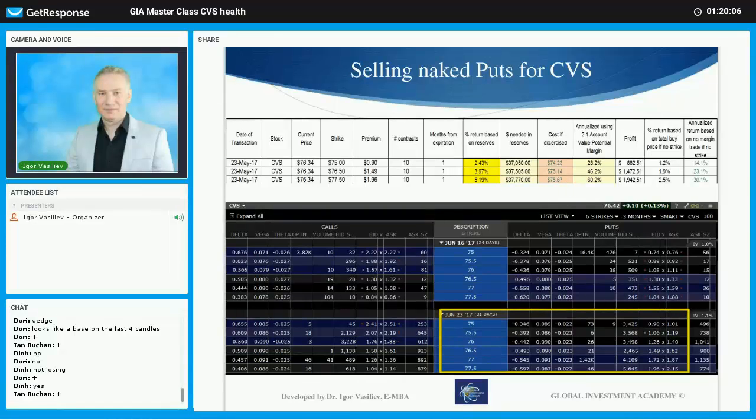Okay, so we are buying shares at a cheaper price, and also look at the return: 2.5% if the share stays above the strike price. So if the share price moves above $77.5, your income would be 2.5%, or 30% annually. Okay. Now, is it clear about selling puts?